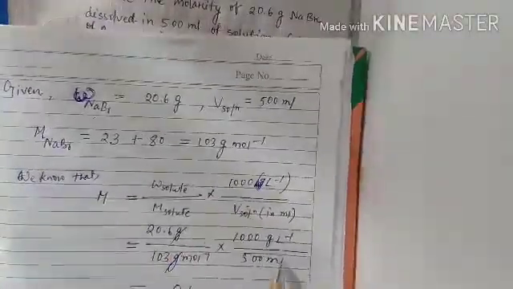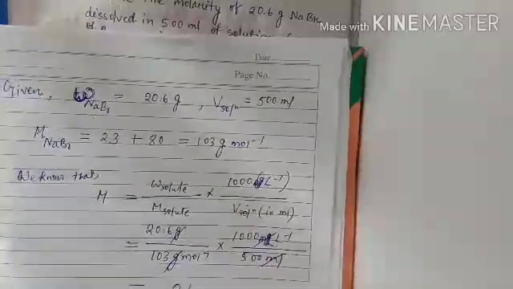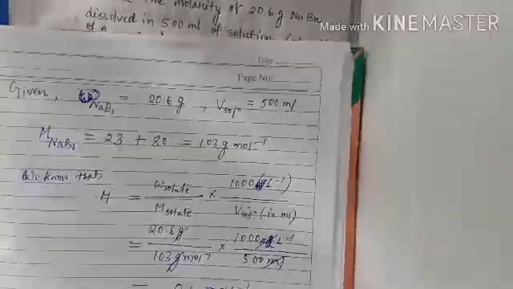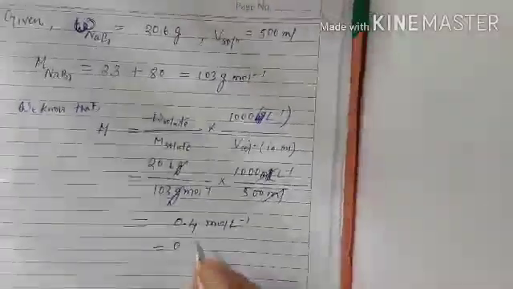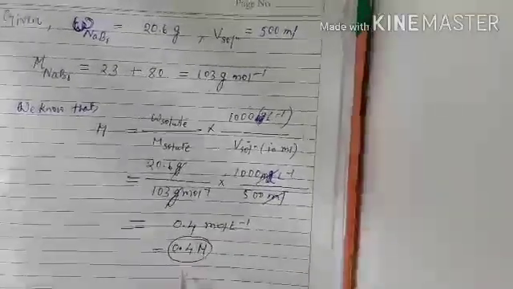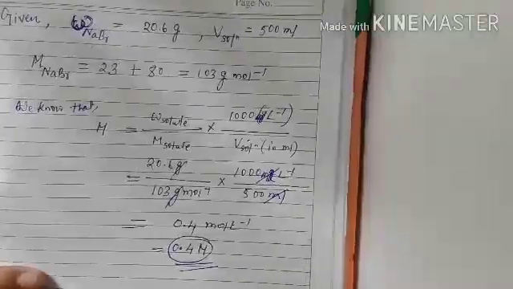Gram cancels, ml cancels, so the unit will be mole per liter, or you can just write 0.4 capital M. This is also the answer. This is the solution, that means 0.4 molar of this solution. So very simple.